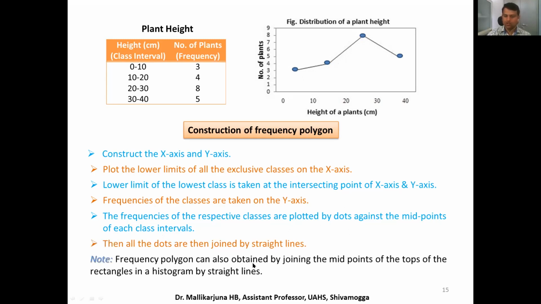A frequency polygon can also be obtained by joining the midpoints of the tops of the rectangles in a histogram by straight lines. In the histogram we have the rectangles; on the top of each rectangle we mark the midpoint, and then those midpoints can be joined. From the histogram also, we can get the frequency polygon. This is another additional feature, that's all.